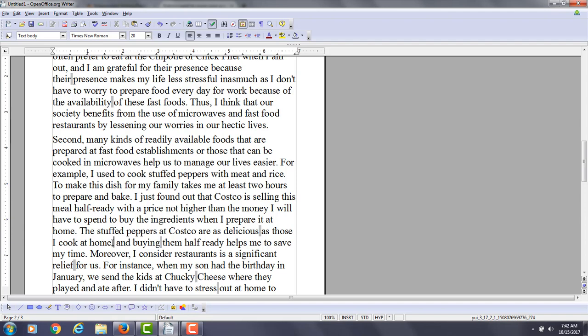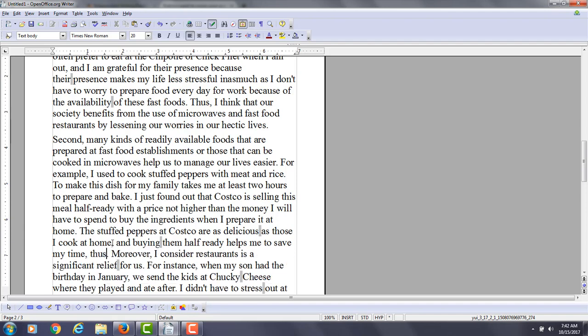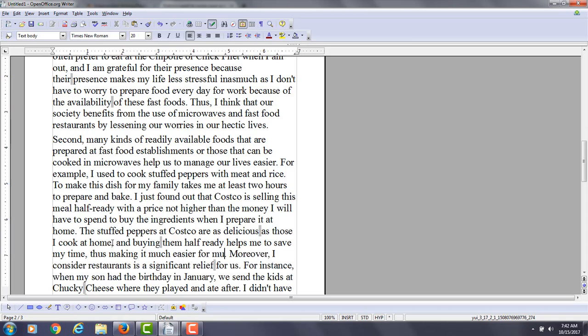And buying them half ready helps me to save my time, thus making it much easier for me to manage my household. I'm going to put manage in there.